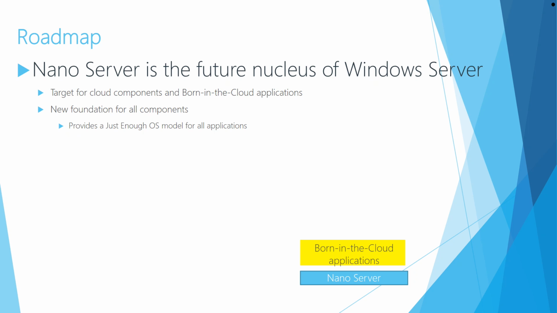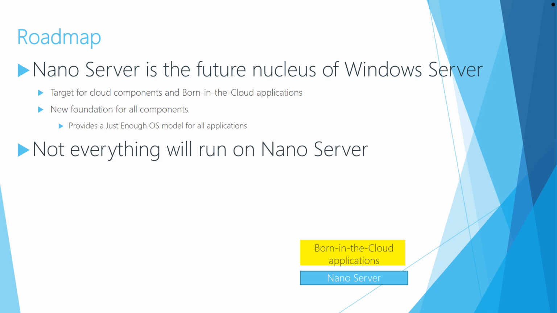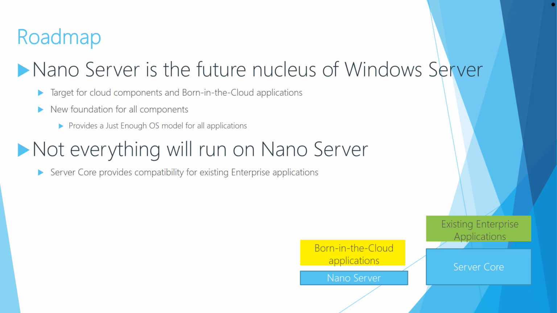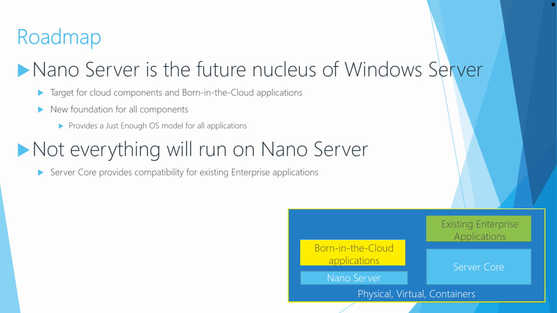It provides that just enough OS model to really mitigate the scope of what could happen to a server and the possibilities. We want that thing to be a role, an application, and really be easy to maintain. If you haven't gotten this point yet, not everything will run on Nano Server. There's going to be some work. Server Core will provide compatibility with a pretty long lead time for existing enterprise applications to start coming aboard Nano Server.